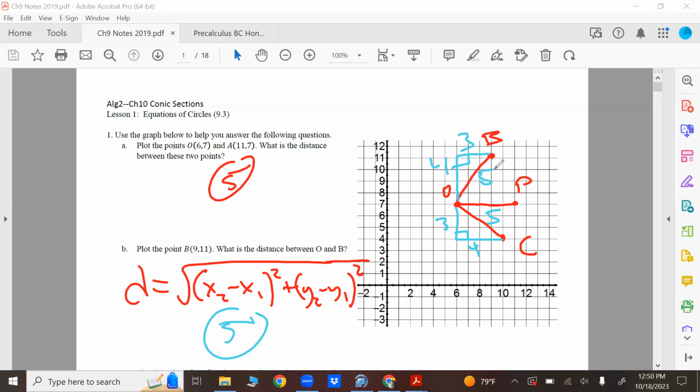Okay. So what are we noticing here? OP is 5. OB is 5. OC is 5. Those 3 points, B, P, and C, are they of equal distance to point O? If I keep doing a bunch of points that are 5 away from O, what shape do I form?